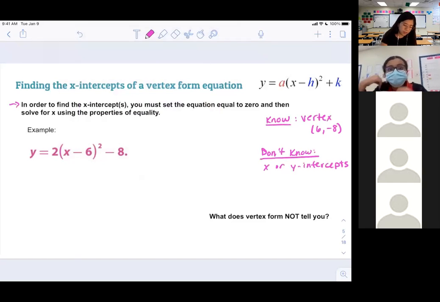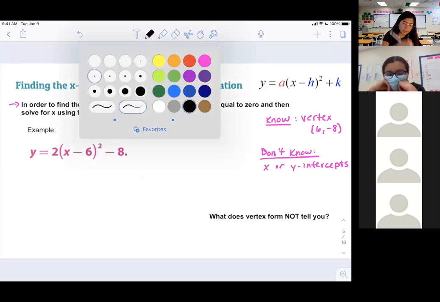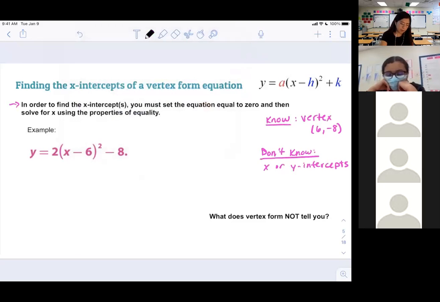Tyrone, you want to read? In order to find the x-intercepts, you must set the equation equal to 0 and then solve for x using the properties of equality. Exactly. So we're going to do exactly what Tyrone just said. We're going to set this equation equal to 0, and we're going to use the properties of equality to solve for x. I want you guys to write this one down. This is going to be very good to have in your notes when you're studying. So notebooks should be out, pencils should be writing.